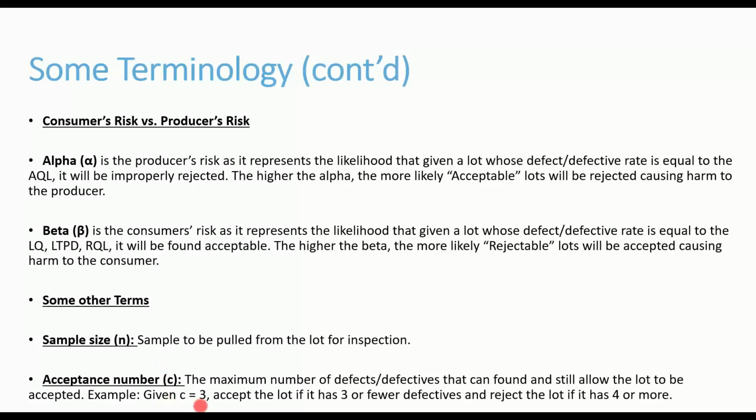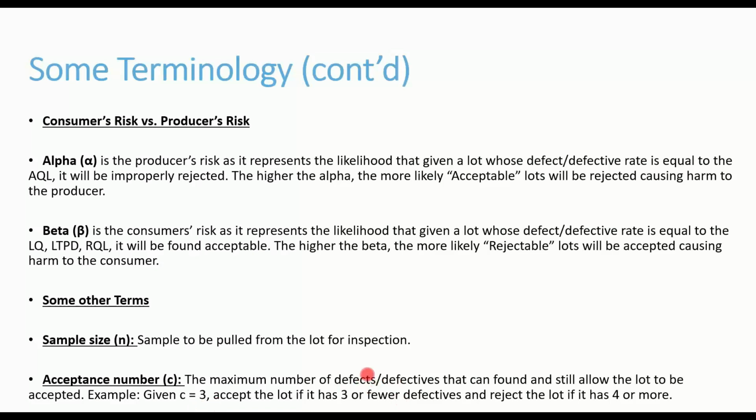So if I have a C equals 3, I would accept that lot if it has 3 or fewer defectives and reject it if it has 4 or more. So we're allowed up to the C number. So I could have 3 and still pass that lot, but if it's above 3, then we can't do it. And here we are dealing with just items. It's attributes, so we're not going to have anything like 3.5 or 4.2 or anything like that. We'll see that next month. So these are just 1, 2, 3, 4, just numbers. Because it's go, no go.